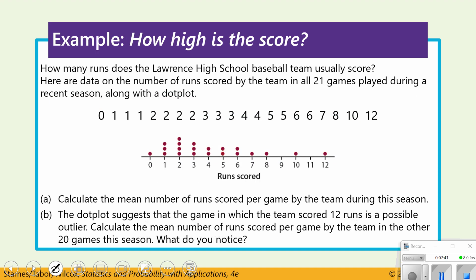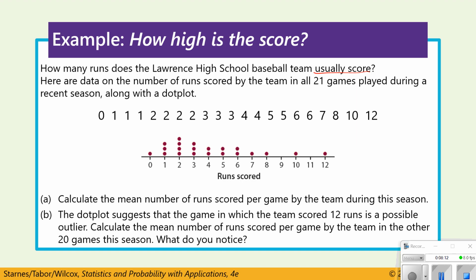All right, looking at a new example here. How many runs does the Lawrence High School baseball team usually score? So this is the big thing right here. Here are the data on the number of runs scored by the team in all 21 of their games played during the recent season along the dot plot. So they gave me the dot plot, and then they also wrote out the numbers for us. So you guys, again, you can write the numbers out if you want, or you can just pull them off of the dot plot. It's totally up to you how you want to do it.